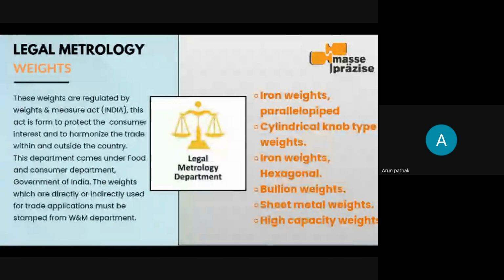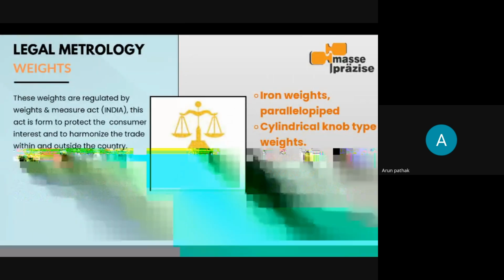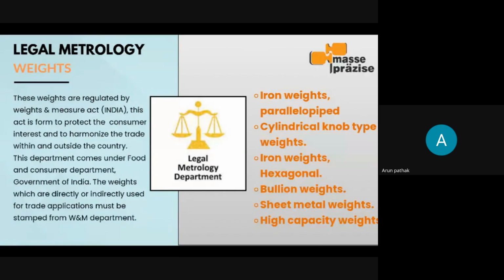There are different types of legal metrology weights, such as iron weights, parallelepiped, cylindrical knob type weights, iron hexagonal weights, bullion weights, sheet weights, and weights for verification of high capacity balances. We will discuss all these weights one by one. So the first one is the iron weight, parallelepiped.